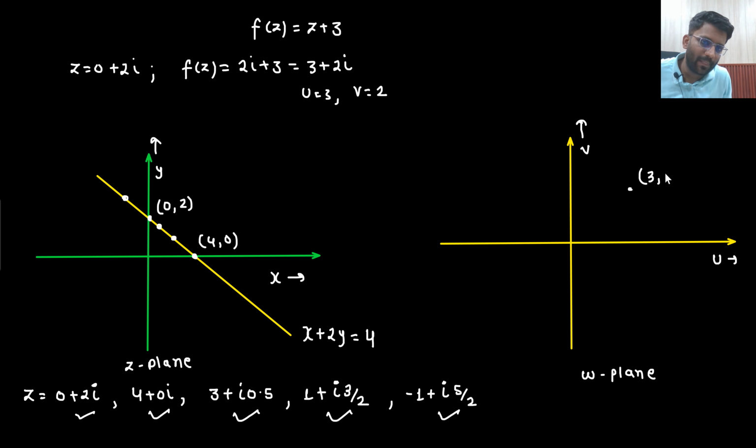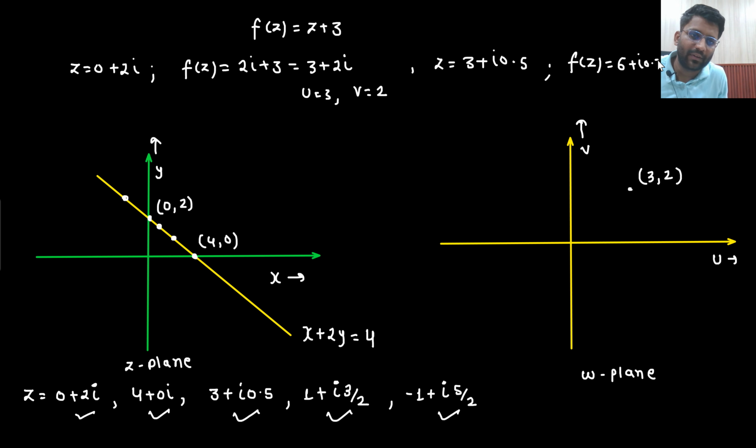So, 3 comma 2. Similarly, sir, if your z is 3 plus iota 0.5, then what will be the value of your f of z? So, that would come out to be 6 plus iota 0.5. That means u equals to 6 and v equals to 0.5. So, this will be the point.